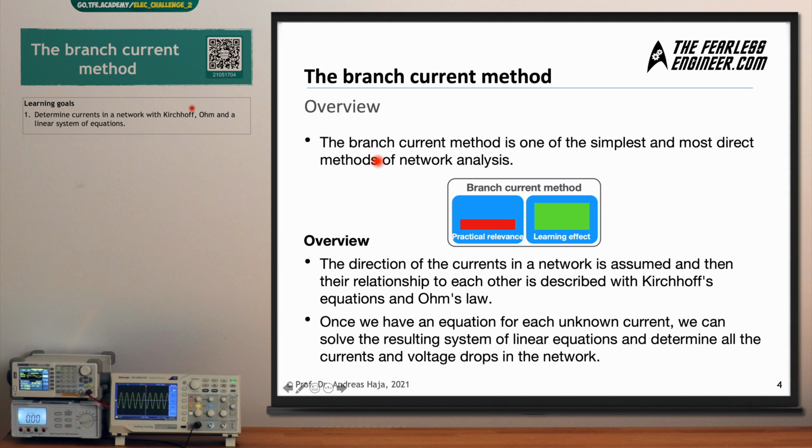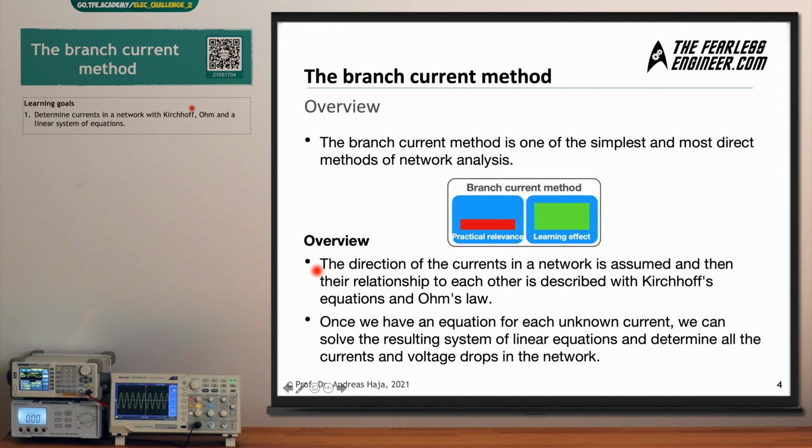Now, overview: the branch current method is one of the simplest and most direct methods of network analysis. I have made a little assessment here of this method. It's not as relevant in practice as others, but the learning effect is really significant here. This is, as I talked about in the previous slide, why it makes sense to still look at it.